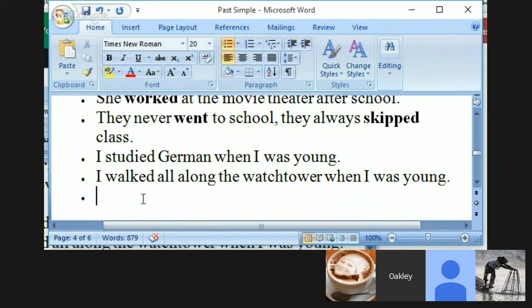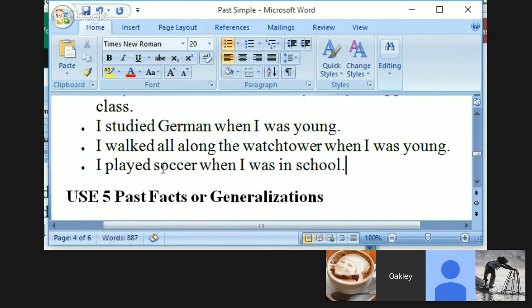All right. I played soccer when I was in school. Okay. Again, you could always say I used to play soccer. It's okay, and it's not wrong if you want to define it. I used to play soccer when I was in school. That's okay as well.